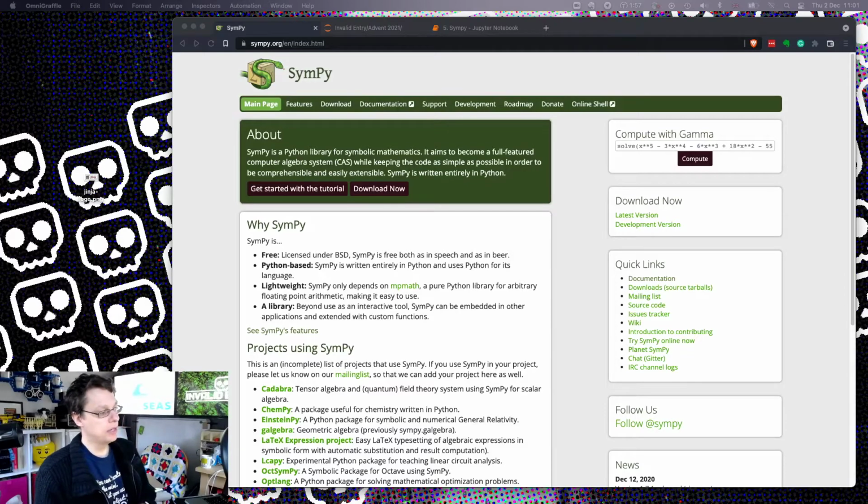SymPy is a library which I really like. On my scale of would I use it in an industrial or engineering environment, probably not. It's more of a scientific library. It's not as big as something like NumPy or SciPy, but it has its uses if you're a mathematician. And I think it goes under the radar a bit.